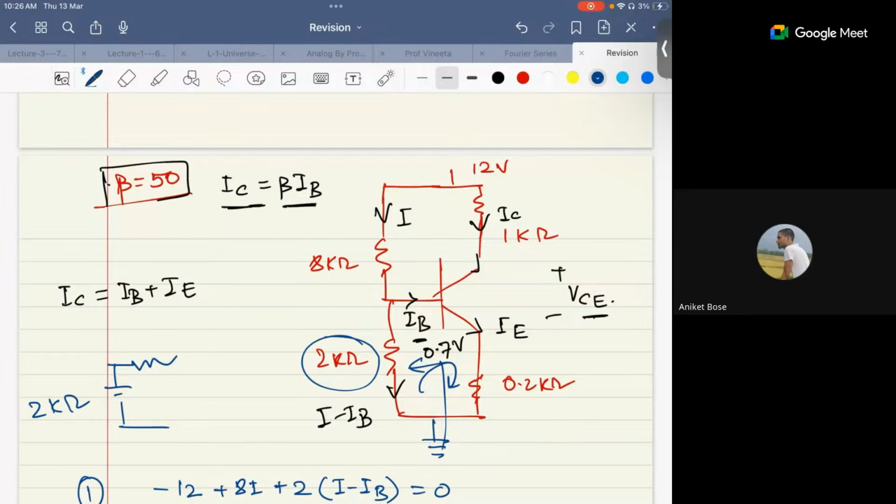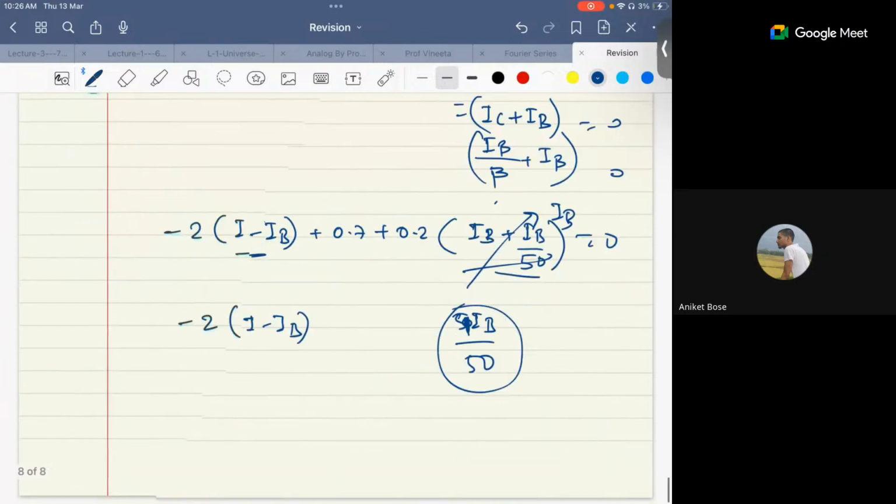You can calculate the voltage across the 2 kilo ohm, and that will be the Thevenin voltage, and the resistance you can directly write. That cannot be done here because there is IB.